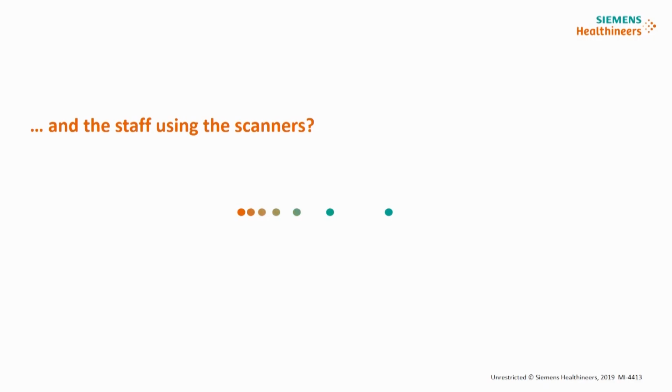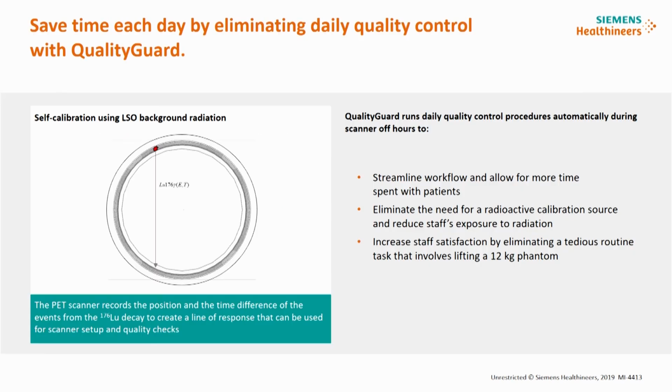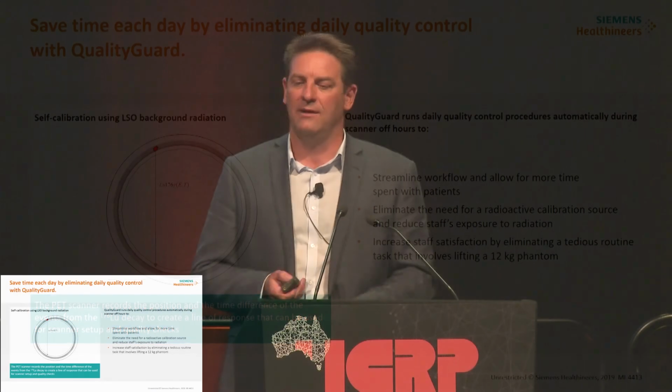And finally, just to talk about the staff, a lot of the things I've spoken about are specific to patient doses and improvements for patient dose. But there are some features that have been introduced. So at the moment, quality control needs to be done on a daily basis using a germanium source that the staff need to put onto the scanner.